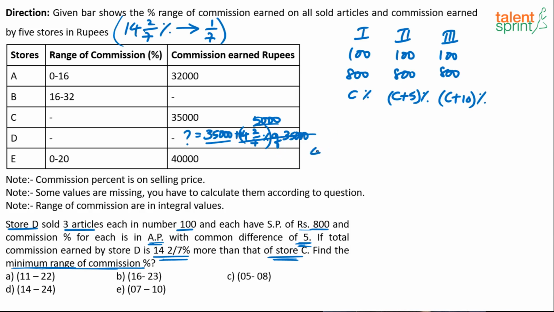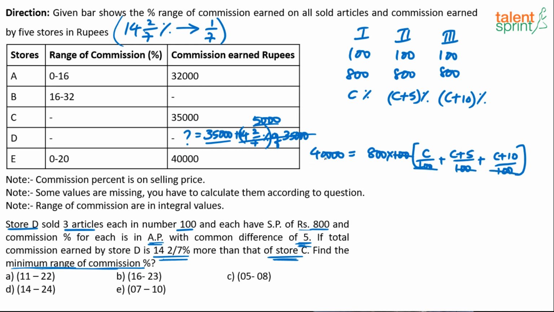So now I can say 40,000 is equal to C percentage of 800 into 100, C plus 5% of 800 into 100, C plus 10 percentage of 800 into 100. So if I take 800 into 100 common, what do we get? We get C by 100 plus C plus 5 by 100 plus C plus 10 by 100. You understand? These are percentages. So 100 is anyway common, gets cancelled, right?